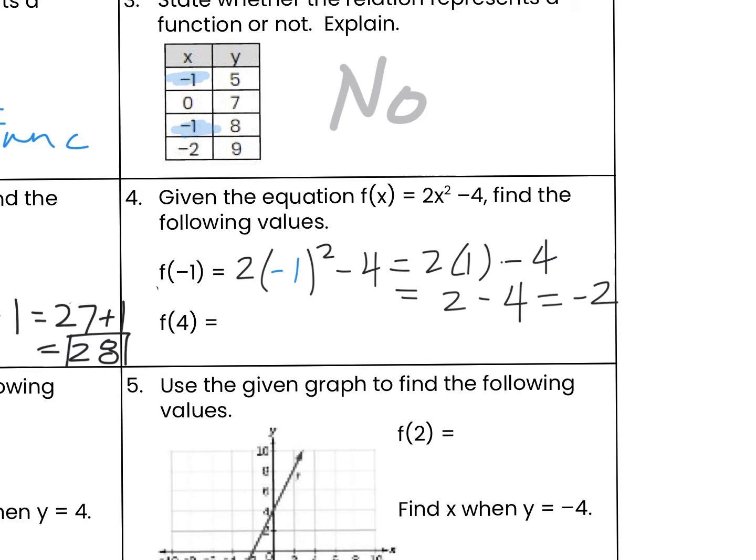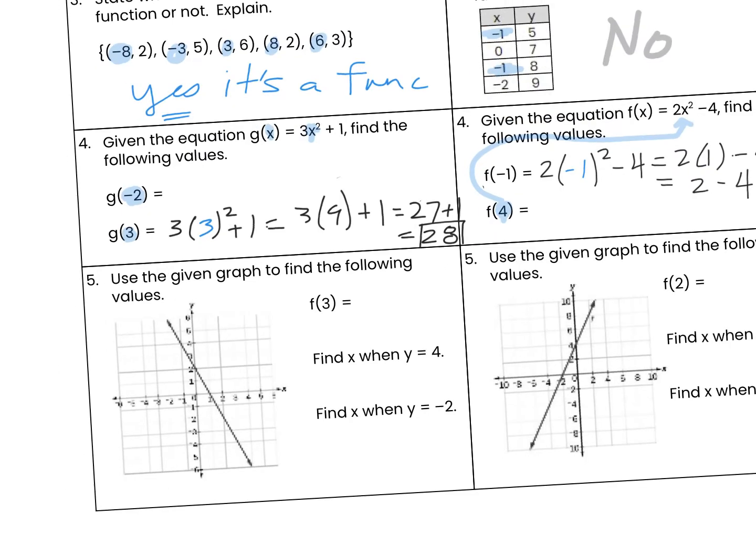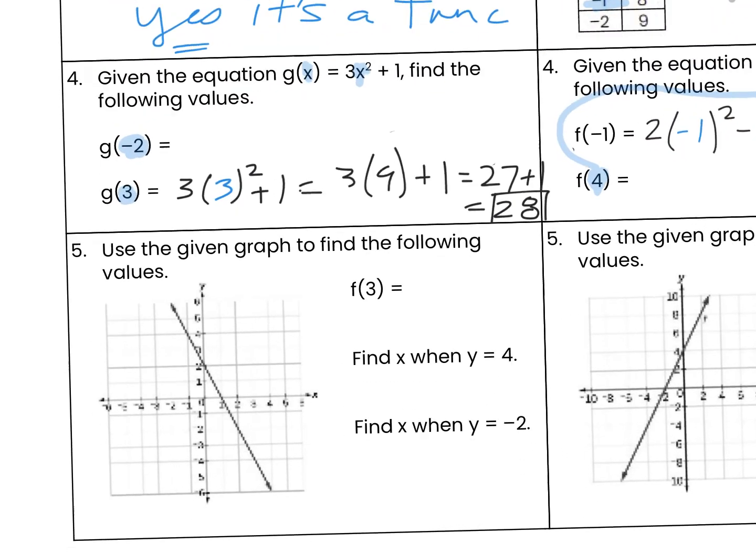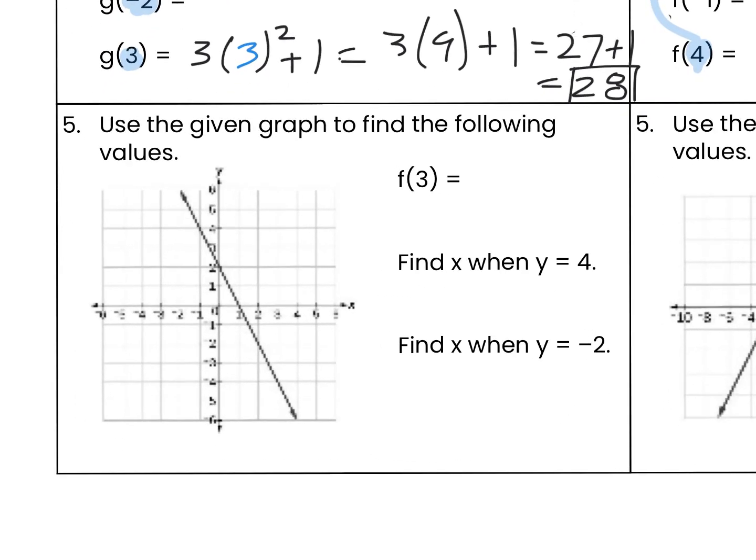So I guess you can kind of get the picture of what you're going to do here. I'm going to plug 4 now into the equation, and I should get 2 times 4 squared minus 4. And I'll let you guys go ahead and do that math there. I already gave 3 examples. Okay, moving on, we're looking at using the graph to find the following.